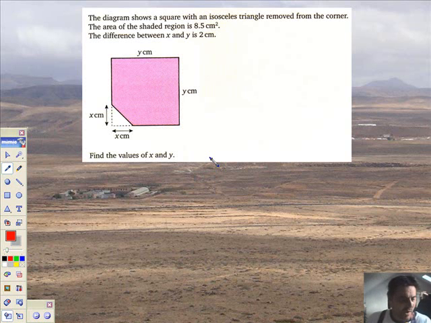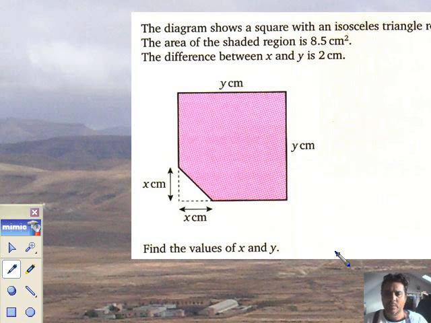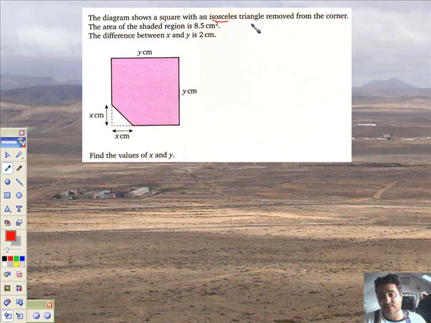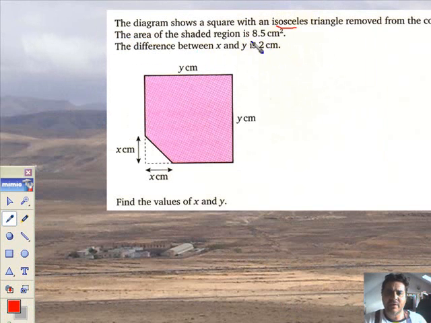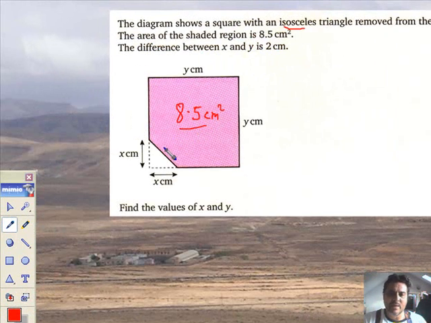Right, here's question 5 in the assess. Now what have we got here? It says the diagram shows a square with an isosceles triangle. That's important. Yeah, x by x, isosceles. It's removed from the corner as is usual, and the area of the shaded part is 8.5 centimeters squared. Let's just write it in there so you get a visual picture of what's going on.